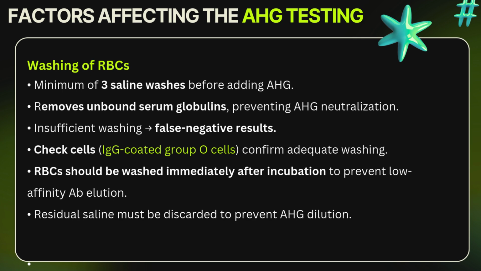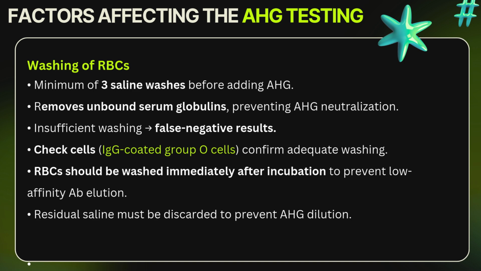So, the washing of RBCs. You should know at least three saline washes are essential before adding the AHG reagent. This process removes any unbound serum globulins, which, if left, could neutralize the AHG and lead to false negative results. Mention the role of Jack cells.